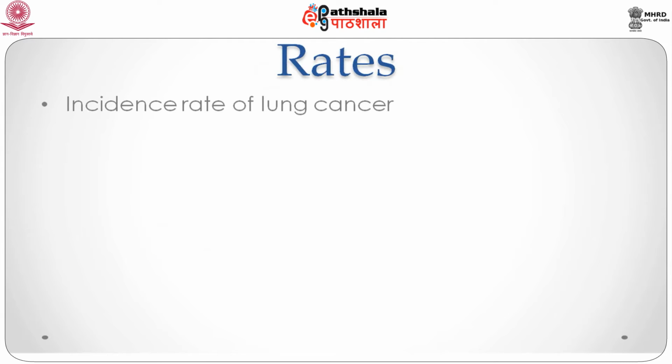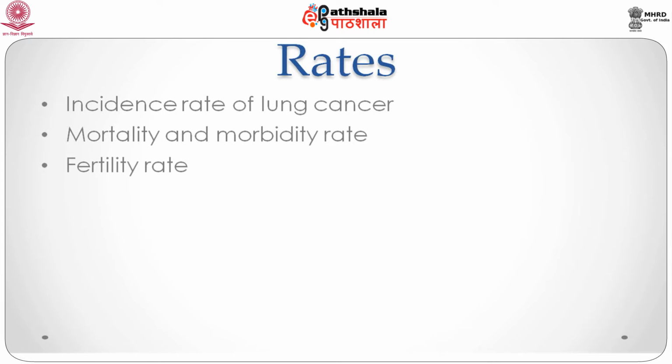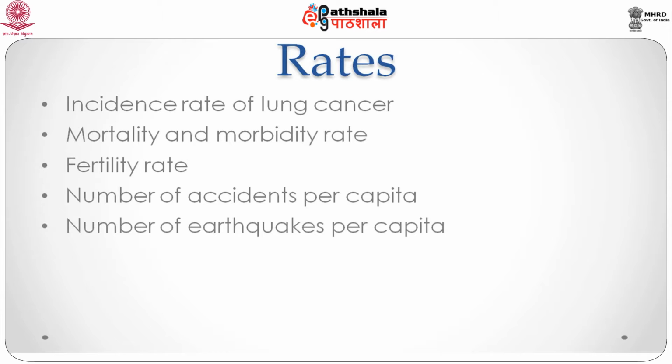Now, sometimes we don't see the counts directly, but we see a transform of the counts called rates. So, for example, the incidence rate of lung cancer, say per 100,000 population, the mortality and morbidity rate of a specific population, the fertility rate. We could look at the number of accidents per capita. We could also look at the number of earthquakes per capita. In each case, the per capita division is made to make this comparable across, say, larger and smaller countries.